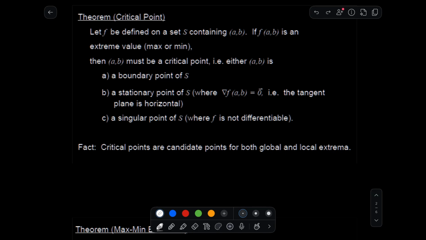A stationary point where the gradient of f equals a 0 vector, where the tangent plane is horizontal. So that's just like if you have a paraboloid, for example, x squared plus y squared equals z, then your stationary point would be 0, 0, 0, because everything else goes up around it, right? And it's a singular point of S where f is not differentiable. So that leads to like the jumps, discontinuities, vertical asymptotes, things like that, right?